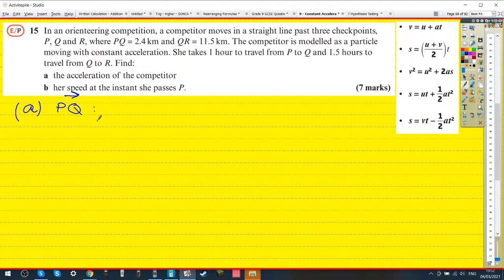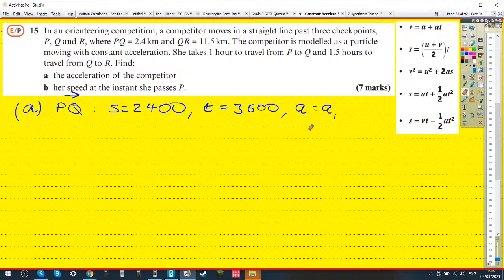For P to Q, we got 2.4 as the distance, which is S, and 1.5 as the time, which is T. So I need to put it into meters, don't I? So that is that, and then the time is 60 minutes, and then in seconds, 3,600 seconds. We don't know the acceleration, but we want it. And wait, isn't T 1.5 hours, which would be 90 minutes? Oh, P to Q is the second half, is it? Oh, yeah. Wait. Yeah, 1.5.